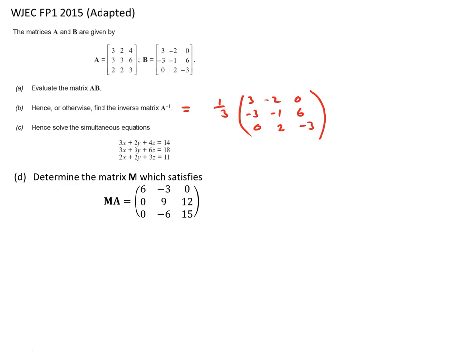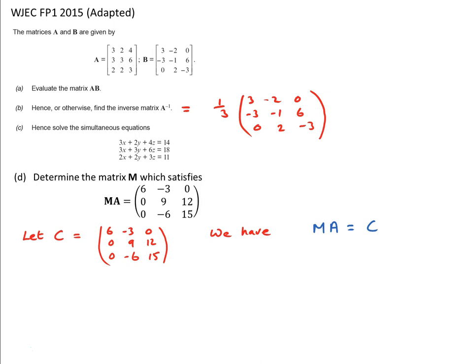And then we have to find the matrix M, which satisfies M times A is 6, minus 3, 0, 0, 9, 12, 0, minus 6, 15. Well, let's write C for the right-hand side of this equation. So we've got the equation M times A has got to equal C. We want to find out what M is.